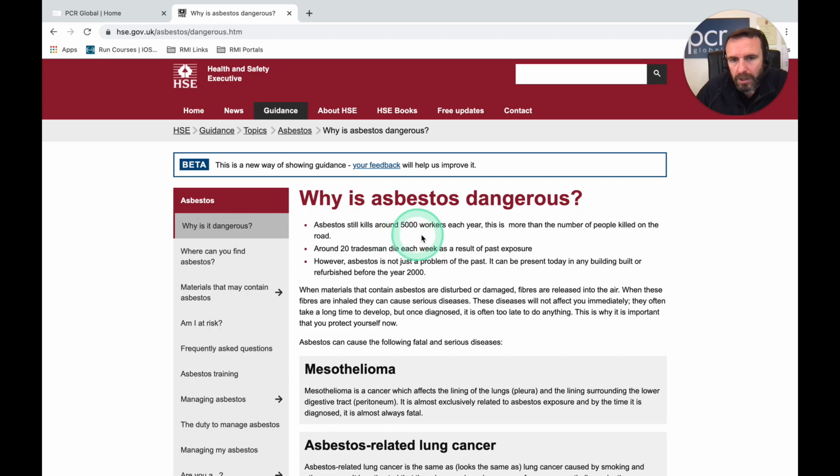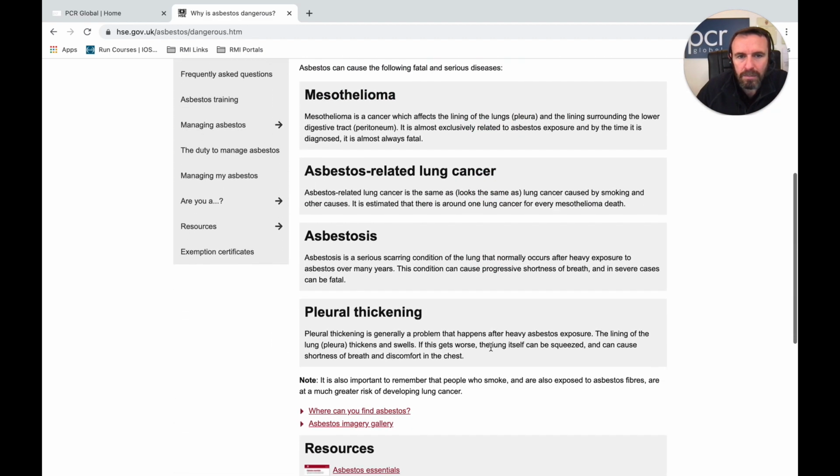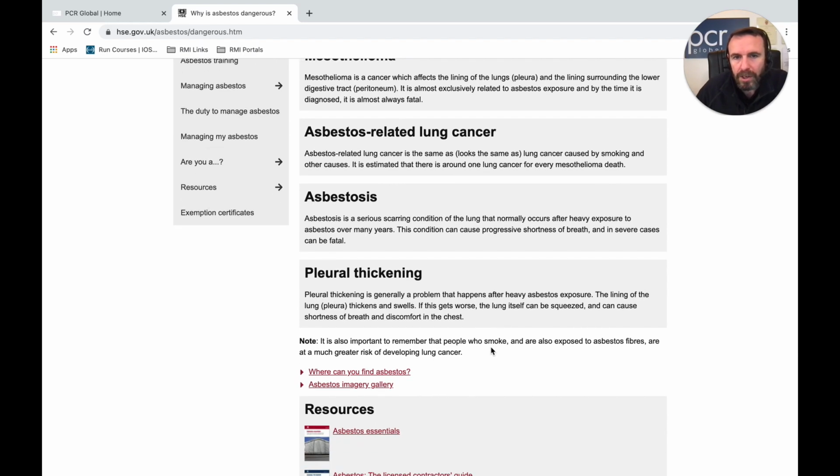That asbestos kills around 5,000 workers each year, which is more than the number of people killed on the UK roads. Around 20 tradesmen die each week as a result of past exposure. Asbestos is not just a problem of the past. It can still be present today in any building built or refurbished before the year 2000. Asbestos can cause the following fatal and serious diseases: mesothelioma, asbestos-related lung cancer, asbestosis, and pleural thickening.